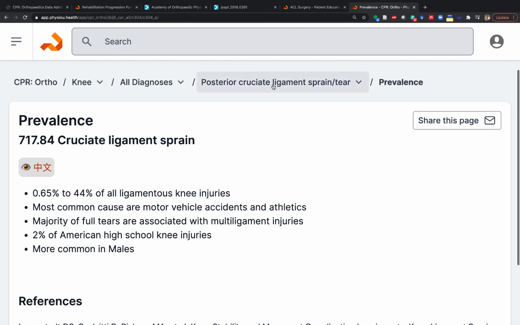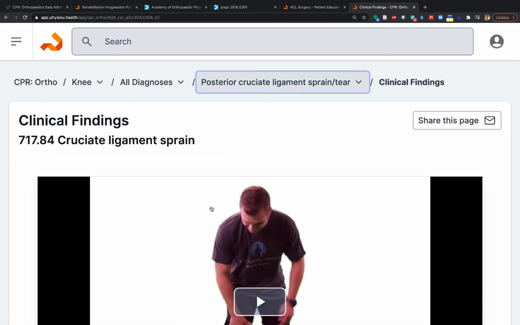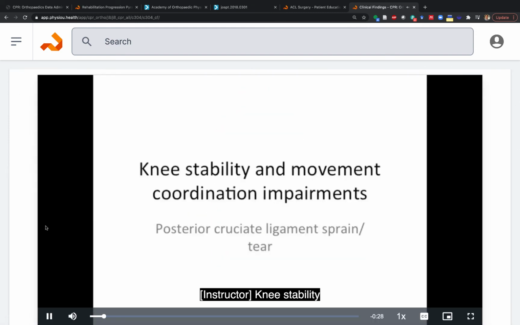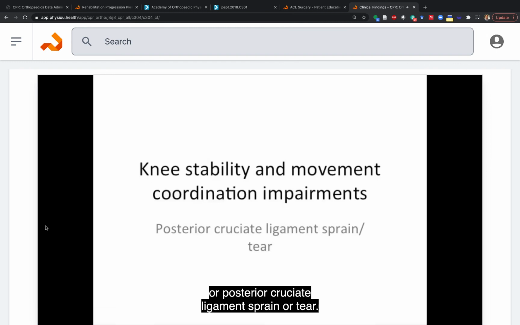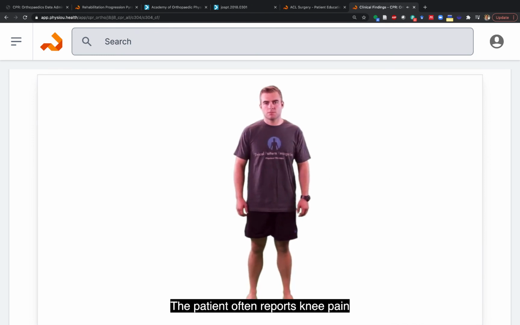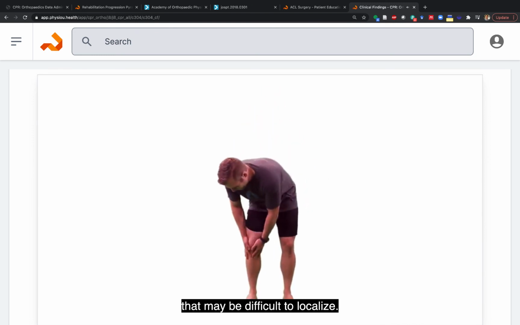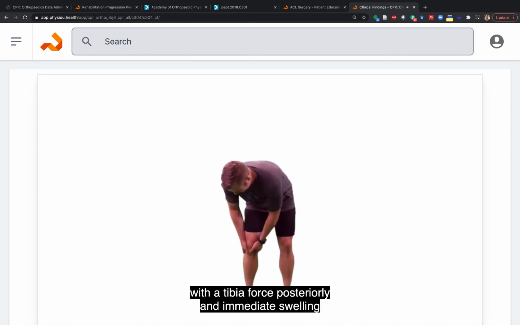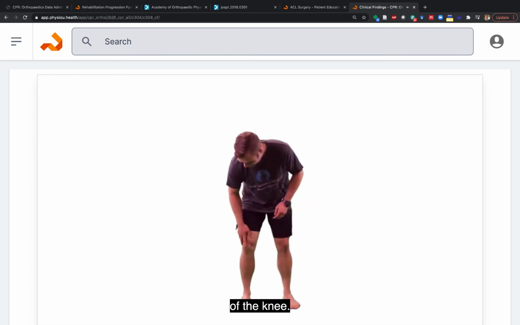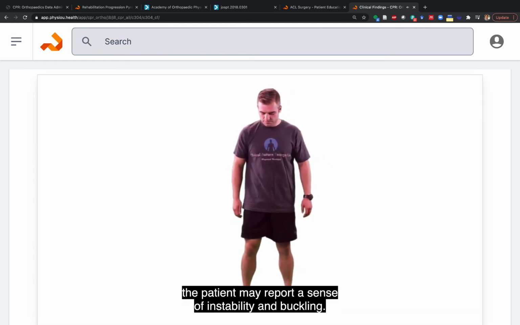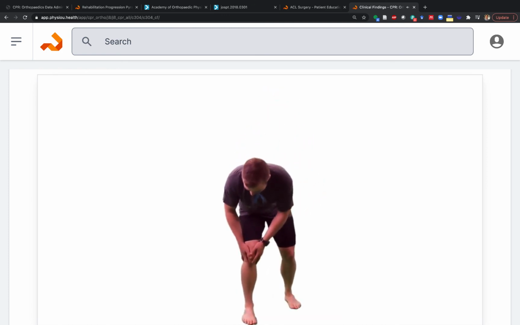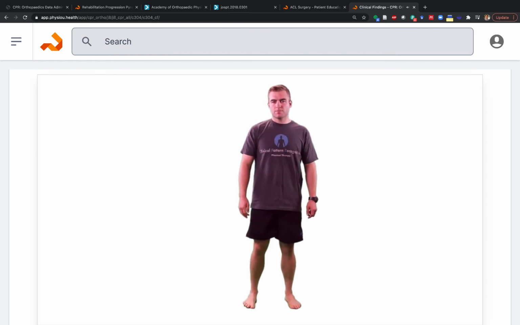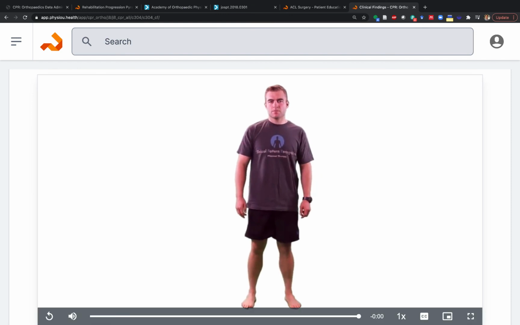So if I go back to looking at the clinical findings, let's just take a quick look. Knee stability and movement coordination impairments, or posterior cruciate ligament sprain or tear. The patient often reports knee pain that may be difficult to localize. There is often a history of trauma with a tibia forced posteriorly and immediate swelling of the knee. During functional movements, the patient may report a sense of instability and buckling. Okay, so you can see that the mechanism of injury is a little bit different. This time the tibia is shoved posteriorly.